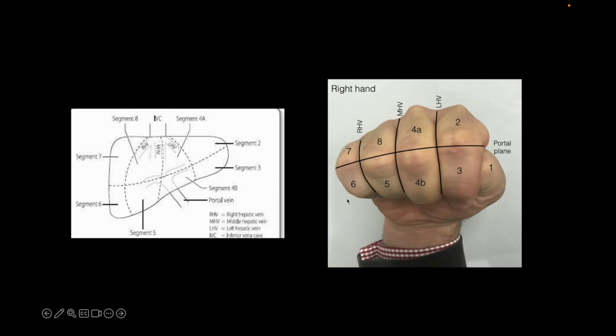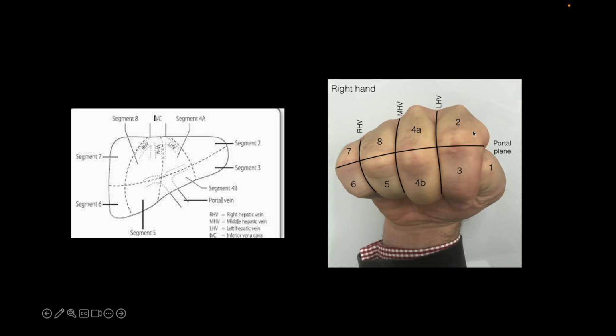A good way to remember it in the exam is actually to just make a fist, and you can work back to first principles from here. Between the knuckles, the ridges, those would be your hepatic veins, and then across at this level, those would be your portal vein plane. The thumb will be your caudate lobe, which is easy to remember because it's just not one of these.